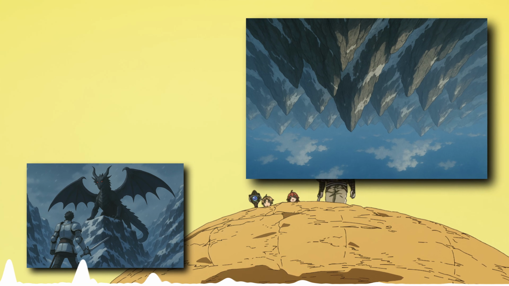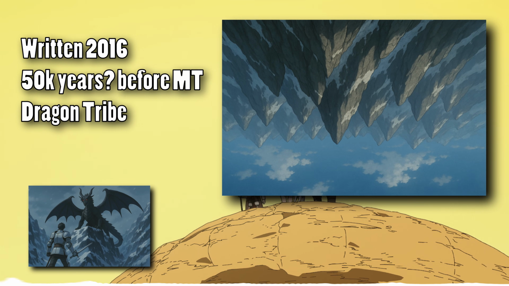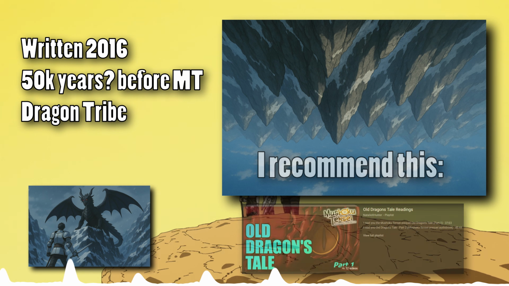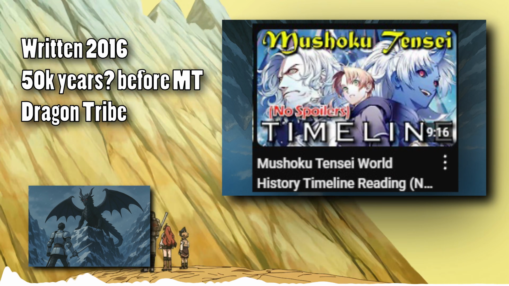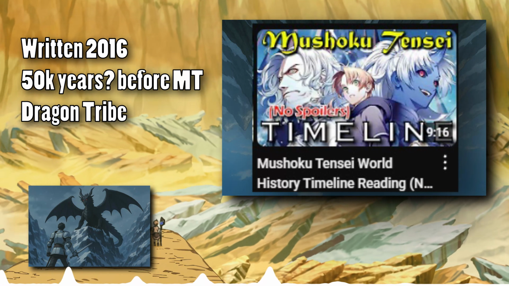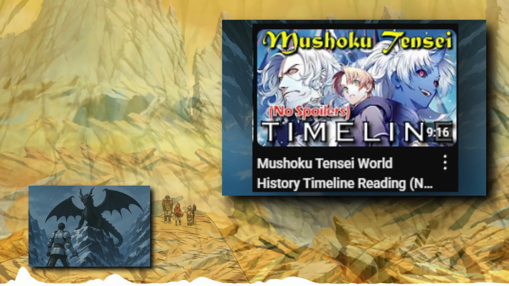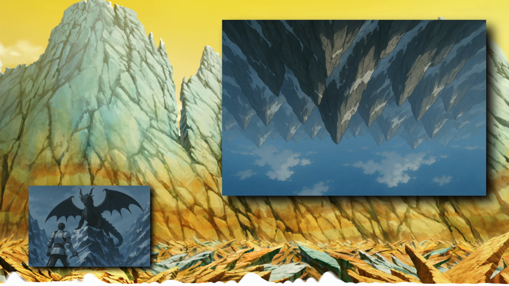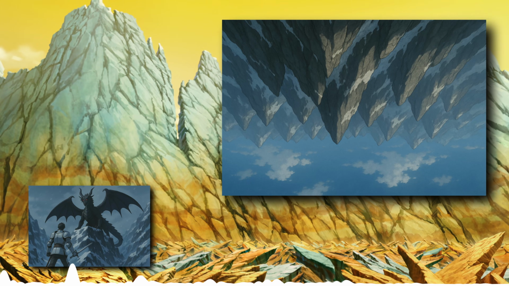Old Dragon's Tale was written in 2016 and covers the distant past of Mushoku Tensei, following the Dragon Tribe and the destruction of 5 of the 6 worlds. If you watched my timeline video, there's a part of the light novel that tells an altered version of this story, but Old Dragon's Tale is the actual thing that happened. I can't explain it any further because it spoils everything, so best to check it out after finishing the light novels.